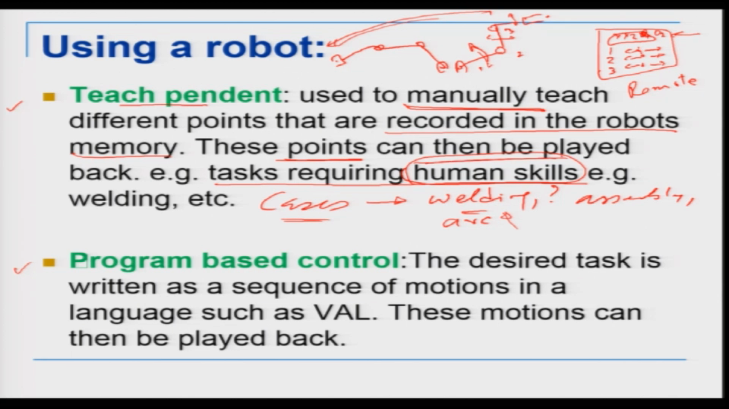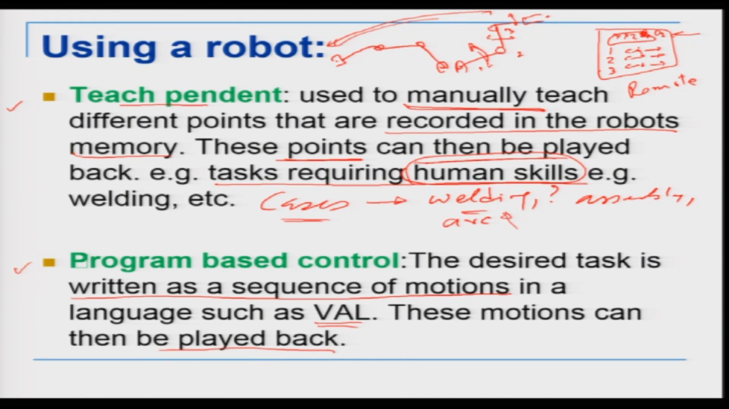Human skills are very difficult to mathematically program in terms of a program. The second is program based control. In a program based control, a desired task is written as a sequence of motions, like in a program, like in C language or BASIC or Fortran. The desired task is written as a sequence of lines, and the program executes line by line. So, the task is written as a sequence of motions in a language, say for example VAL language, and these motions are then played back.